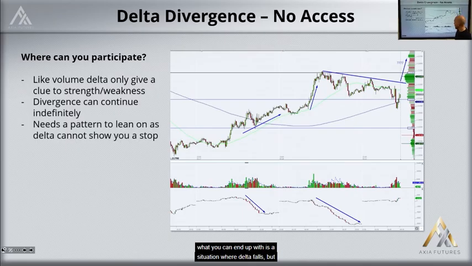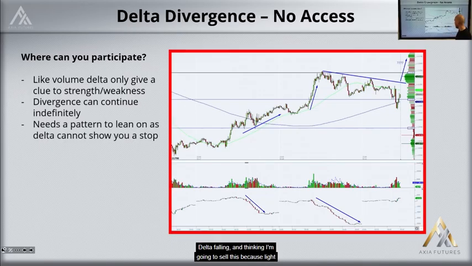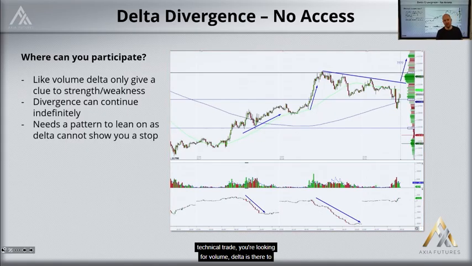What you can end up with is a situation where delta falls, but you never get a chance to sell this. And this is the danger of looking at falling delta, a delta divergence, price rising, delta falling, and thinking, I'm going to sell this. Because like volume, all delta is there to do is to give you a clue. It's to enhance an already established idea. So with an already established technical trade you're looking for, volume and delta is there to enhance your entry on it, enhance your willingness or ability to stay in a trade. It is not there to indicate you should take the trade.